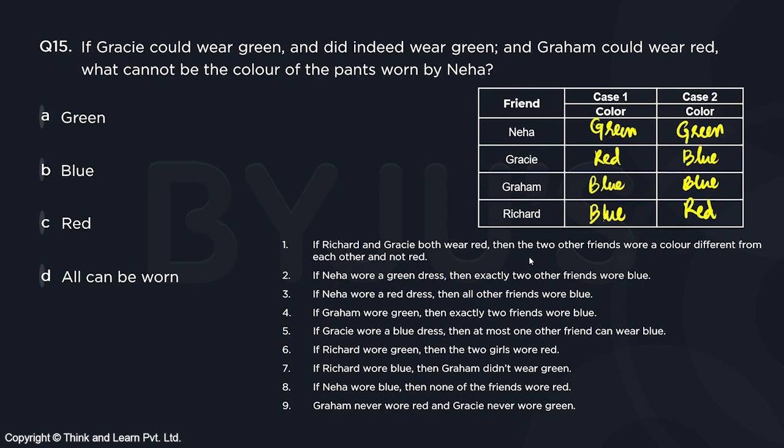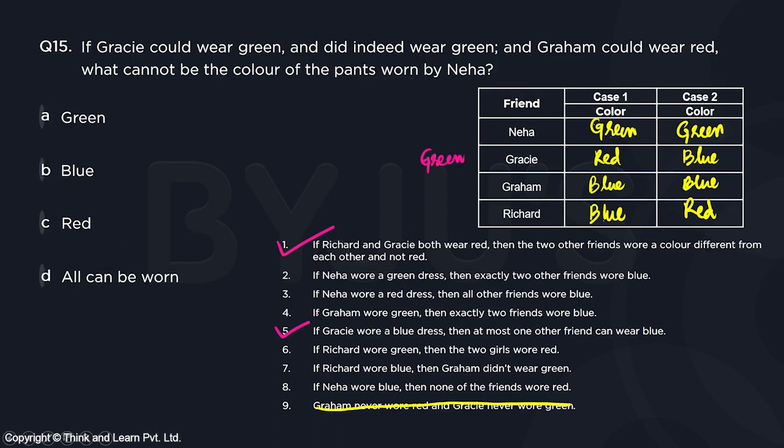Neha is not going to wear pants, but it's about the dress, the color of the dress of Neha. So anyways, that means this ninth statement is not true anymore. We have to look into these scenarios. Gracie will wear green for sure, and Graham may or may not wear red, right? When Gracie wears green, then the first statement will never happen, right? And if Gracie wears a blue dress, this statement will also never happen.